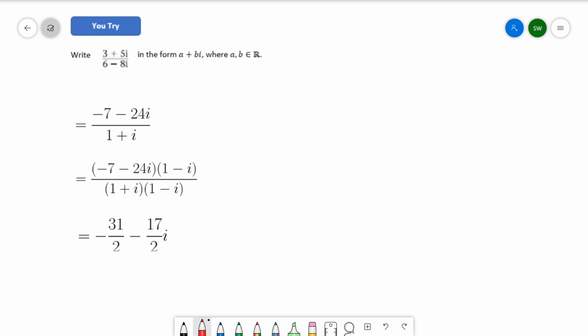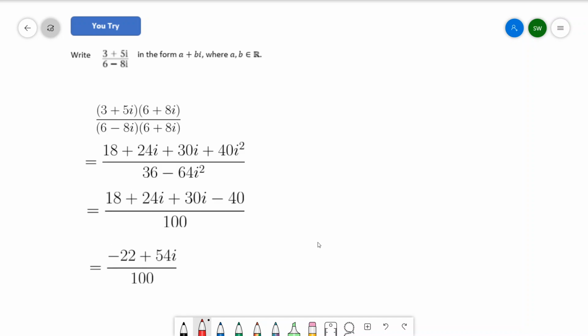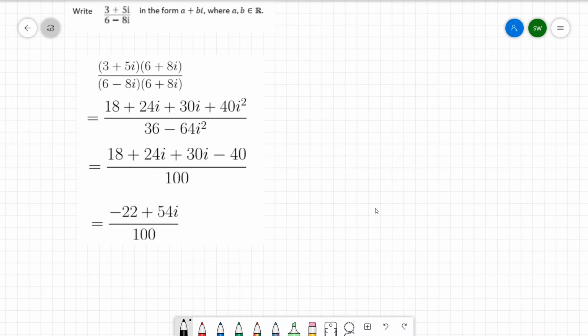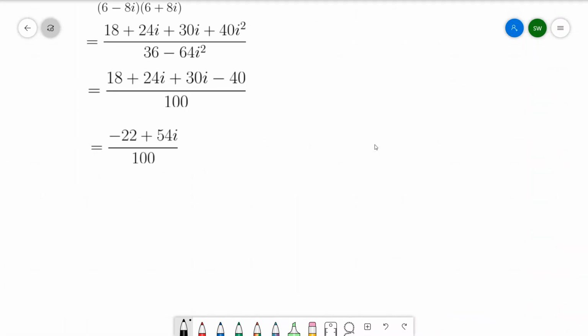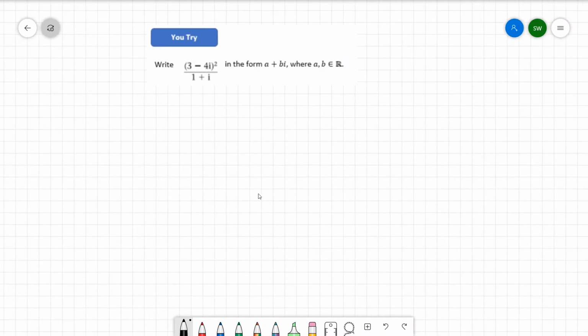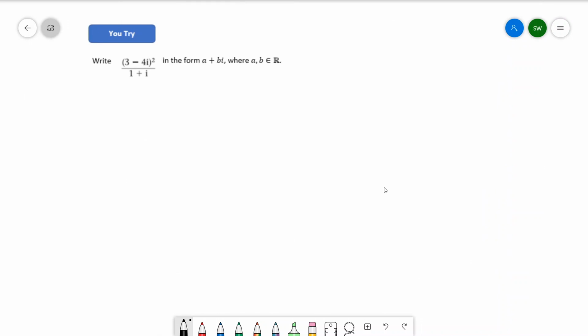So you should have multiplied the numerator and denominator by 6 plus 8i, because the conjugate of the denominator was 6 plus 8i. And then if you expand the brackets, you would end up with this. Replace i squared with minus 1. And then at this point, once you've simplified the numerator, split it up into two fractions, minus 22 over 100 and plus 54 over 100 i. There's a slightly more complicated one for you to have a go at before you have a go at the exercise. Again, I'll give you a chance to pause the video.